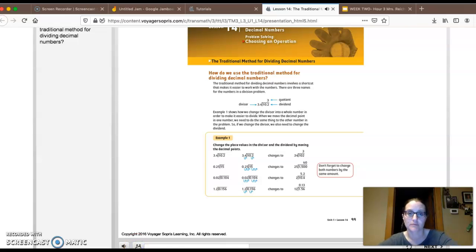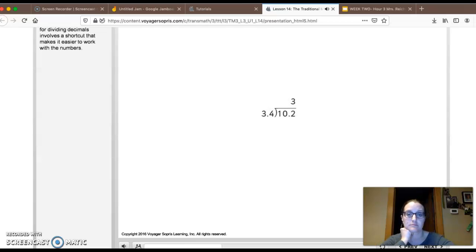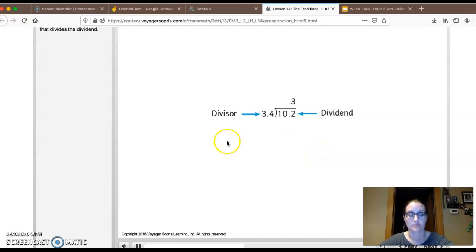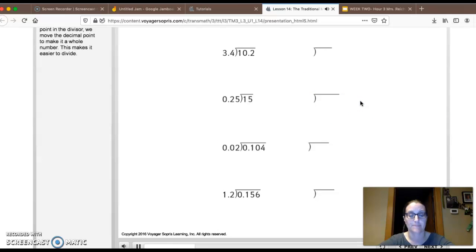How do we use the traditional method for dividing decimal numbers? The traditional method for dividing decimals involves a shortcut that makes it easier to work with the numbers. Remember the three names for numbers in a division problem. The dividend is the number that is being divided. The divisor is the number that divides the dividend. The quotient is the answer. When we have a decimal point in the divisor, we move the decimal point to make it a whole number. This makes it easier to divide.